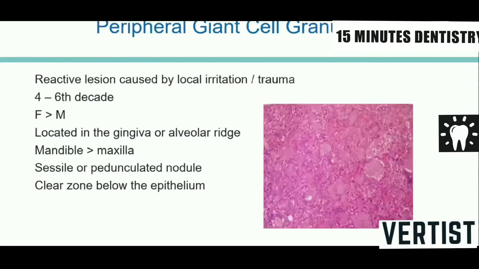Epuloid growths can also have a differential diagnosis of a lesion which is called a peripheral giant cell granuloma, which is a reactive lesion caused by local irritation or trauma. Again, females are more commonly affected than males, located on gingiva or the alveolar ridge. It may be a sessile or a pedunculated nodule.